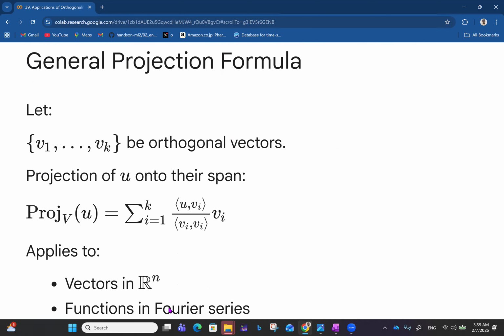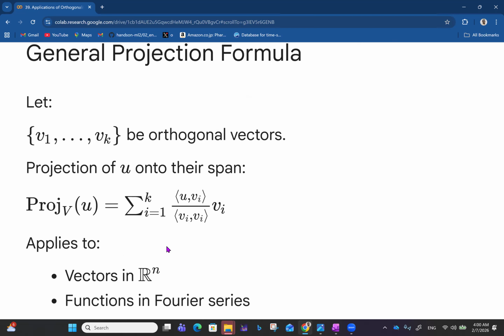Better still, the general projection formula: let the set of V1, V2 up to VK be orthogonal vectors. Then the projection of U onto their span is just the summation from i equals 1 to K of U dot Vi over Vi dot Vi times Vi. So you do it for all the possibilities. This applies to vectors in n-dimensional space and functions in Fourier series alike.